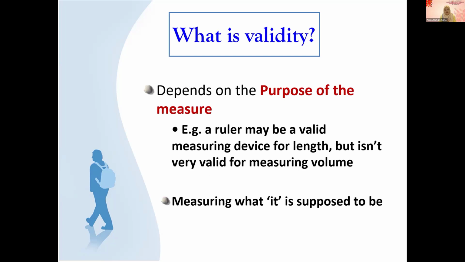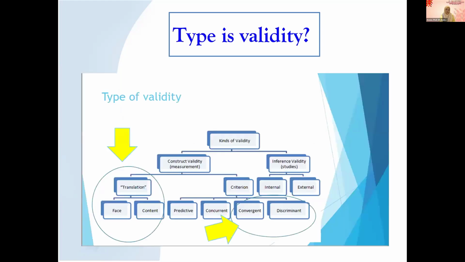For example, a ruler may be a valid measuring device for length, but is not valid for measuring volume. So that is actually the meaning of validity: whatever they intend to measure. With a ruler, of course, you want to measure the length, but you cannot use it to measure the volume, even though you think that one is okay, right? So it's measuring what it is supposed to measure. So that is the meaning of validity.